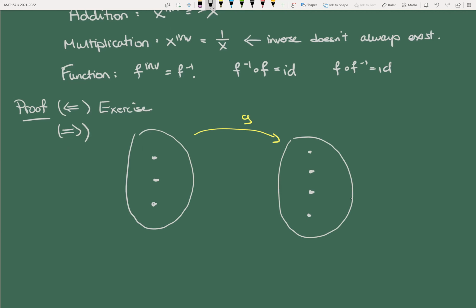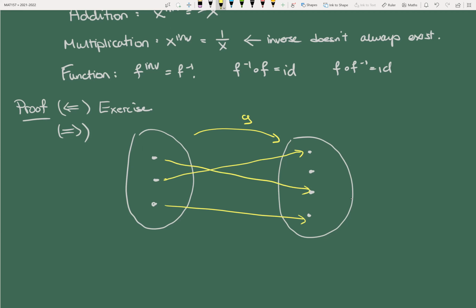So because this is a function, everything on the left has to have an arrow coming out of it, right? And I'm going to assume it's injective, so no two arrows can point at the same thing, right? That's what it means to be injective. The arrows can't point to the same thing. So maybe they cross over like this and do something like that. That's an injective map, right?